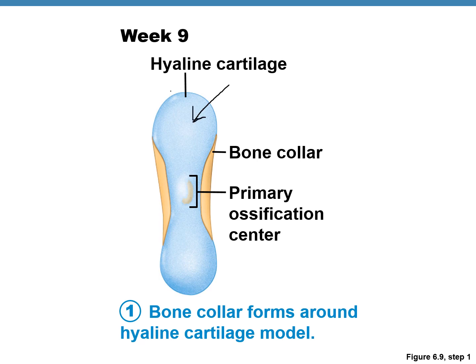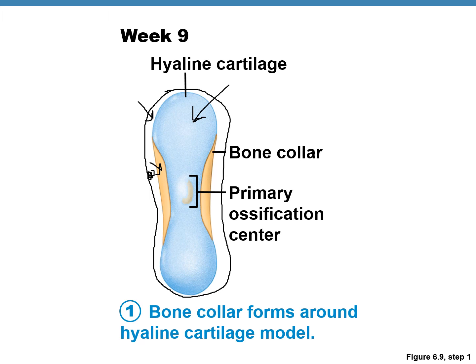Now remember that we have a perichondrium here, right? So we have this membrane that is called perichondrium. And inside this membrane, we have mesenchymal cells. These mesenchymal cells differentiate into osteoblasts. And when they differentiate into osteoblasts, these osteoblasts start developing this bony collar, right? So stage number 1, the bone collar forms around the hyaline cartilage model.